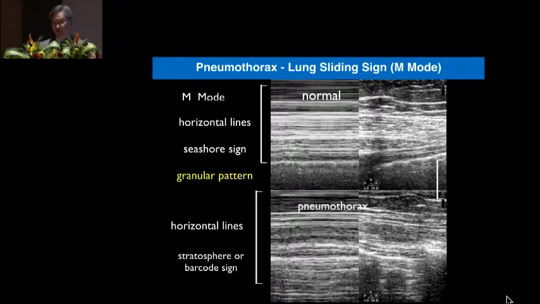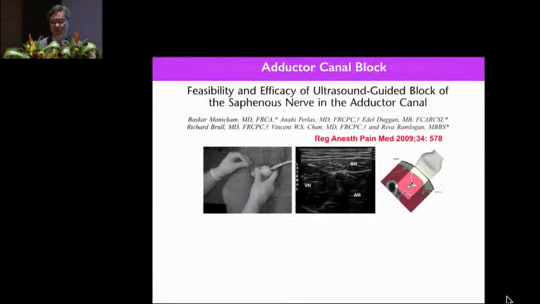So again, using ultrasound, you look at the B lines, the lung pulse, and the lung point. They are all very helpful signs to tell you whether there's a pneumothorax or not. Next, I'd like to move a little bit now to talk about the lower limb, adductor canal block.